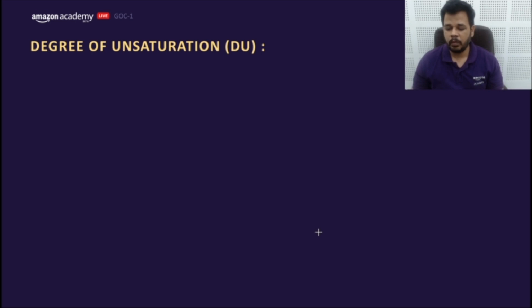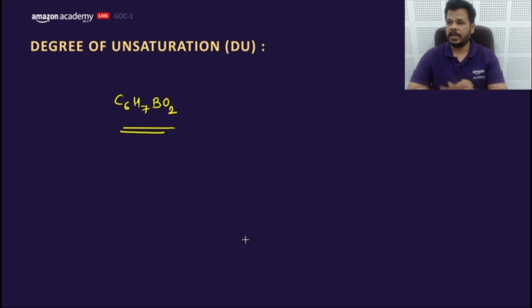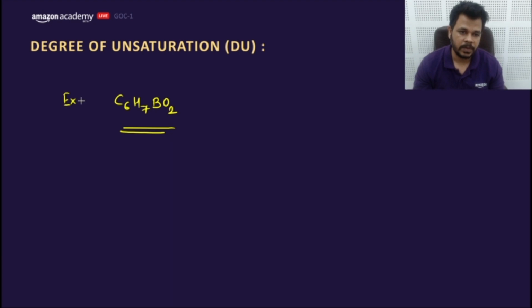Let's have one more example. C6H7BO2, and you want to calculate this. What would be the DU of this? Calculate. Yes, Shreyas 9, Shriram 7. Let's review. Shriram, please review it. AG says 9. No, it was of the previous question. Answer it. What would be the DU of C6H7BO2?